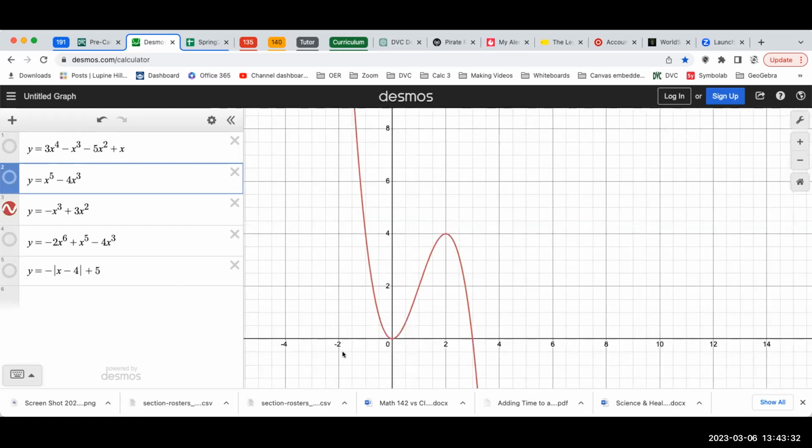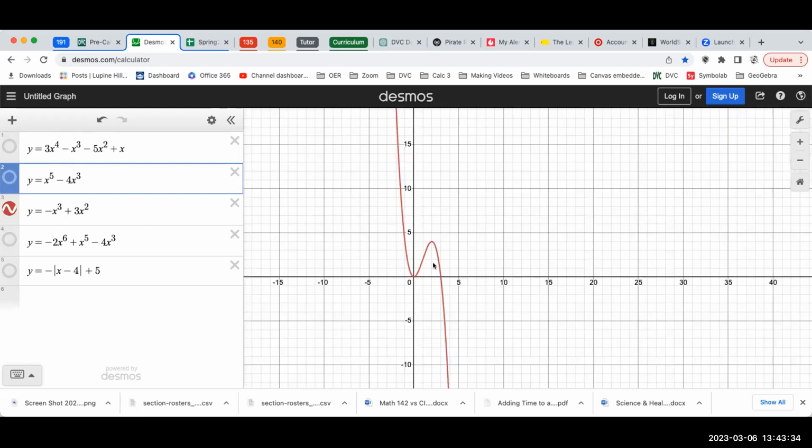Again, nice smooth turns. What happens as x becomes more and more positive? What are the y values doing? They're going down, so they're decreasing. So the graph is, we're going to say, decreasing. What happens as x gets more and more negative? What's happening to the y values? The y values are increasing. So we're going to say the graph is increasing in this case, when x becomes more negative. All right, last one.